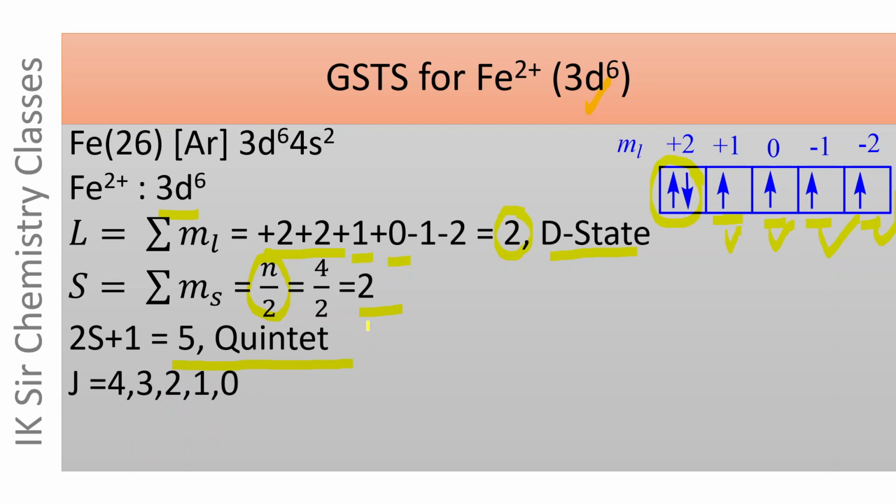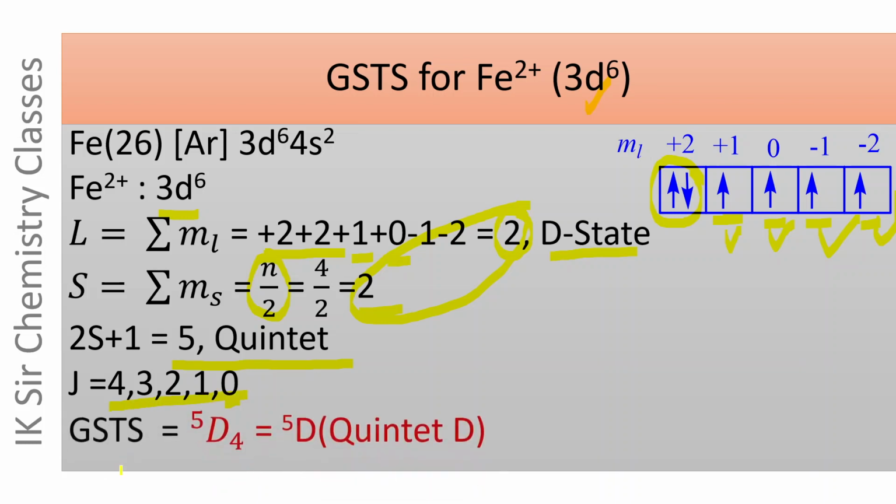Capital J has maximum value L+S, that is 4, and minimum value L-S, that is 0, and these values of J will be 4, 3, 2, 1 and 0, and the ground state term symbol for Fe2+ ion will be quintet D4. Here the subshell is more than half filled, and therefore the maximum value of J will be selected for the ground state term symbol.